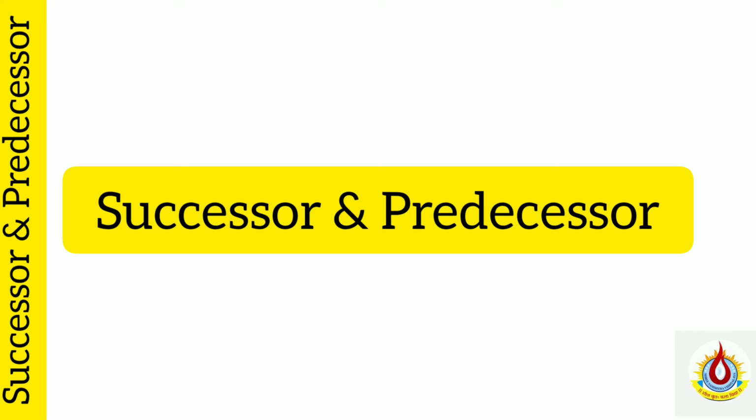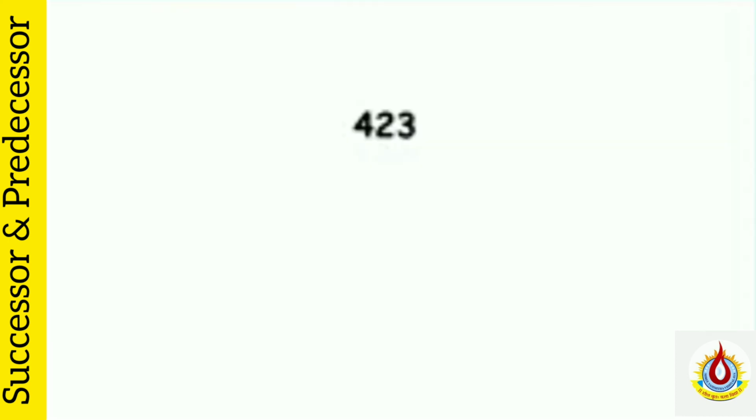Look at the number 423. Can we write the number just before the number 423? Yes, we can write it by subtracting 1 from the number. That is 423 minus 1 equals 422. Now, can we write the number just after the number 423? We can do it by adding 1 to the number. That is 423 plus 1 equals 424.